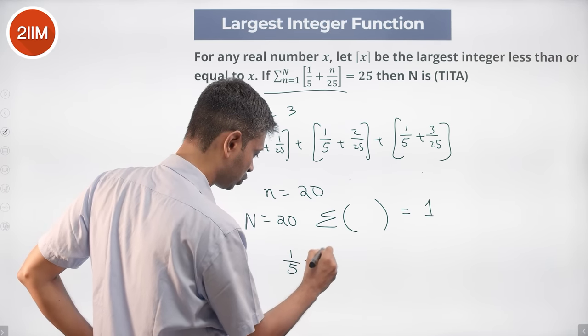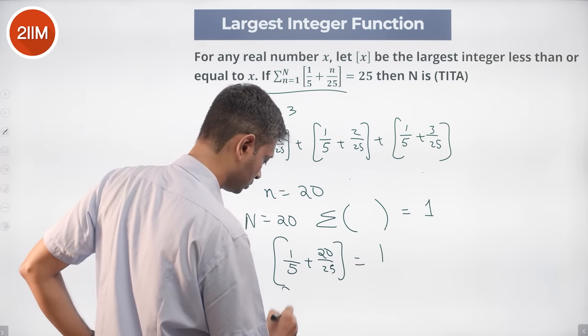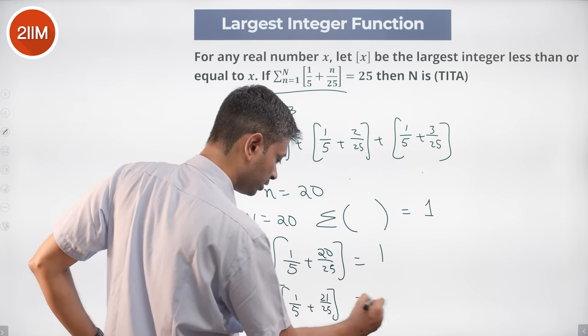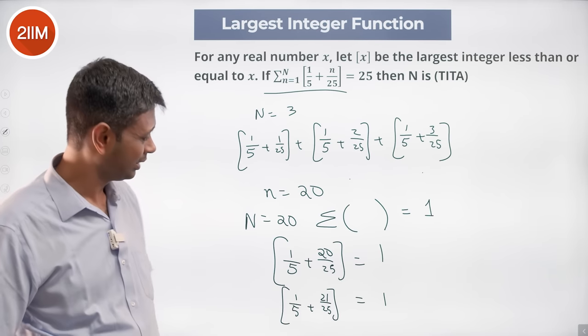1 by 5 plus 20 by 25. Greatest integer of this is 1. 1 by 5 plus 21 by 25. Greatest integer will be 1. Why? Slightly more than 1. This is 1 by 5.